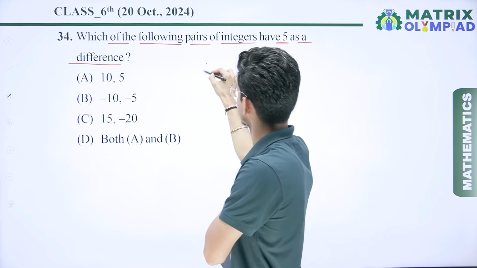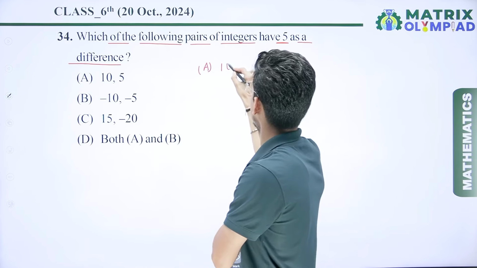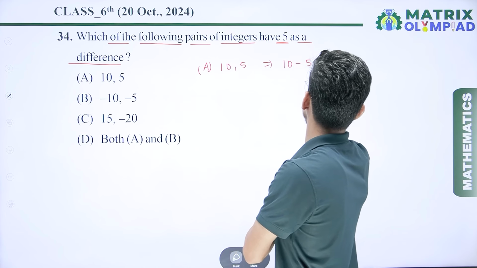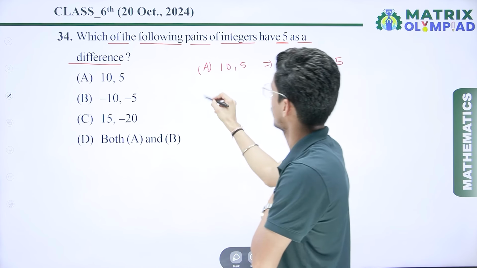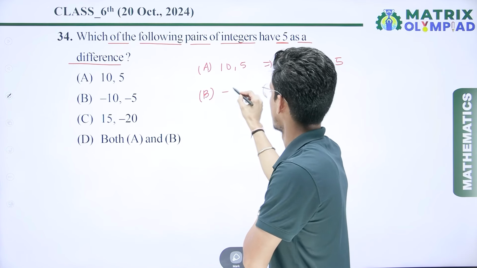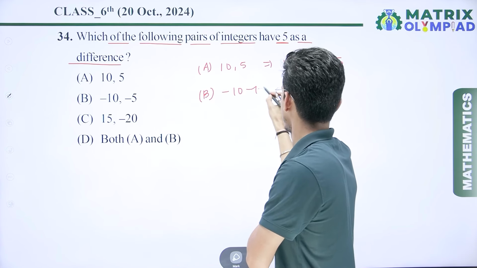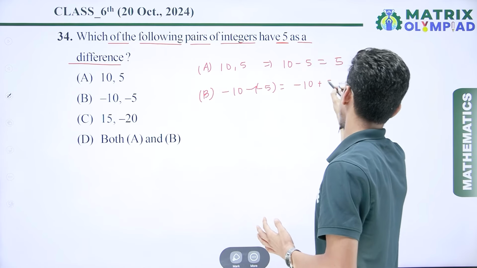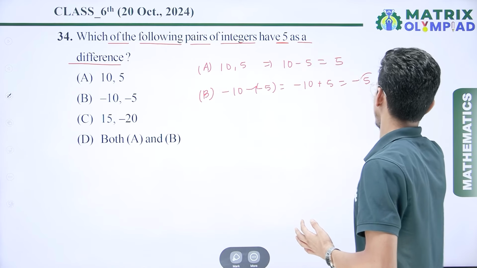So if I talk about option number A, that is 10 and 5, and the difference 10 minus 5, that is 5. Now if I talk about option number B, that is minus 10 minus bracket minus 5. So I can say that minus 10 plus 5. Again the difference, that is 5.